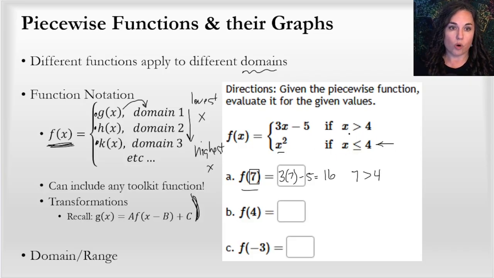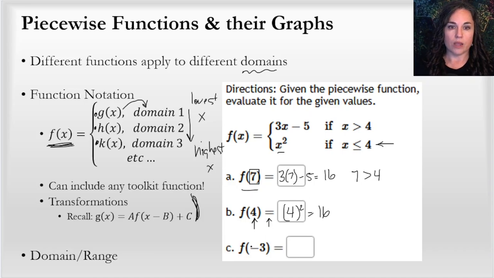When I look at 4, well, 4 is kind of interesting here, right? 4 is that middle point where one ends and the other begins. I'm going to note when the value x equals 4, then I'm going to evaluate the function. And for me, that happens when x is less than or equal to 4. So we have that equal sign in there. So I get 4 squared, which is also 16.